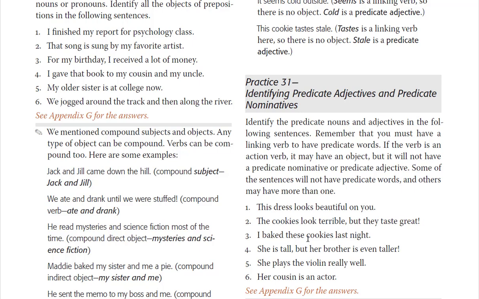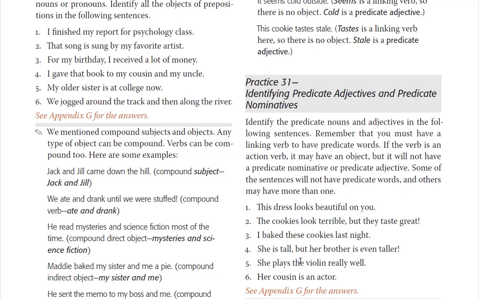I baked these cookies last night. This is subject, verb, and direct object. Baked is an action verb, so the action verb makes it transitive. Transitive verbs always take some kind of object. What did you bake? If I just simply say, I baked, you ask, you baked what? I baked these cookies last night.